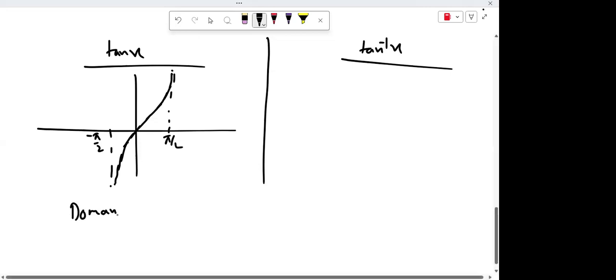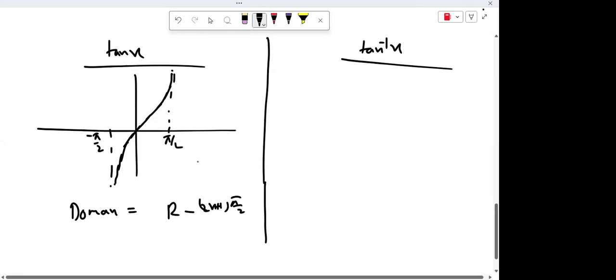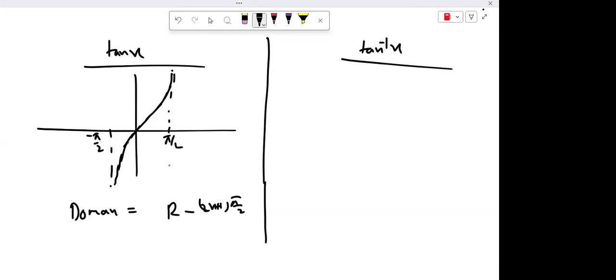Here the domain is R minus odd multiples of pi by 2, because anywhere you put pi by 2 or an odd multiple of pi by 2, like 3 pi by 2, 5 pi by 2, 7 pi by 2, and so on, it becomes infinite. So we exclude it from its domain. And the range is R, minus infinity to infinity, for tan x.